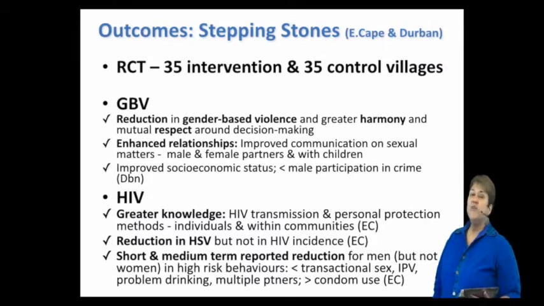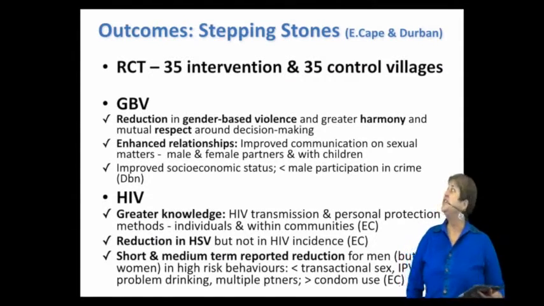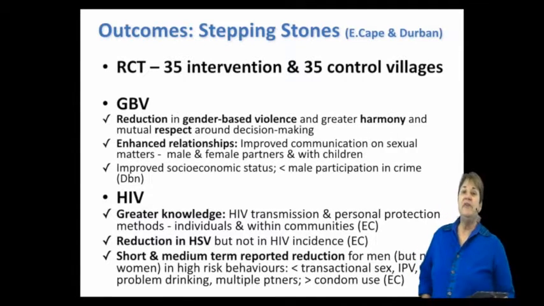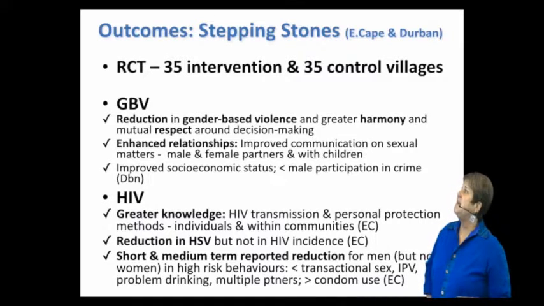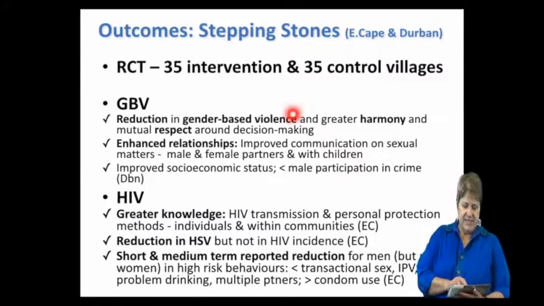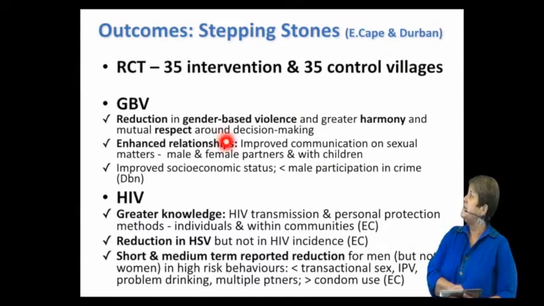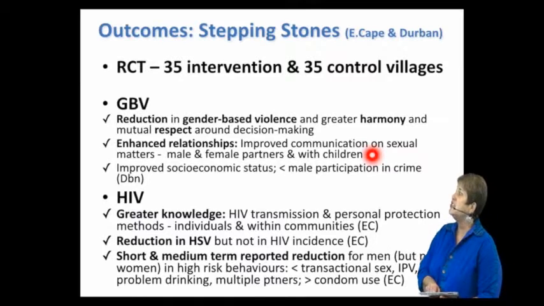What they found, and it was evaluated in South Africa in 35 intervention and 35 control villages in the Eastern Cape, is they found there was a reduction in gender-based violence and greater harmony and mutual respect in decision-making. They also found that relationships were enhanced, that for those who'd undergone the course, there was improved communication on sexual matters between male and female partners and with children.